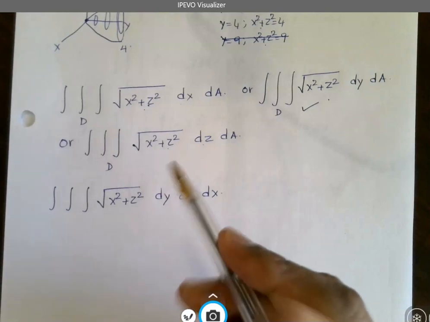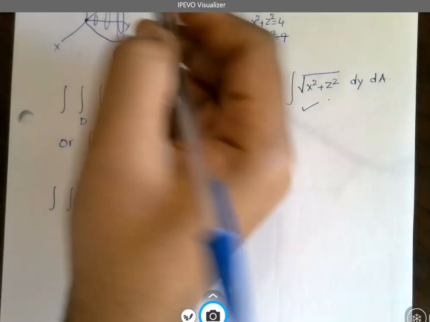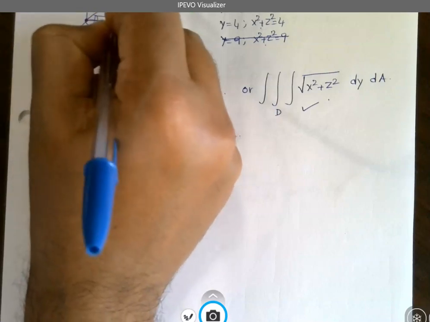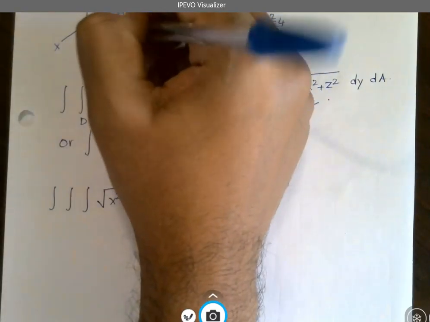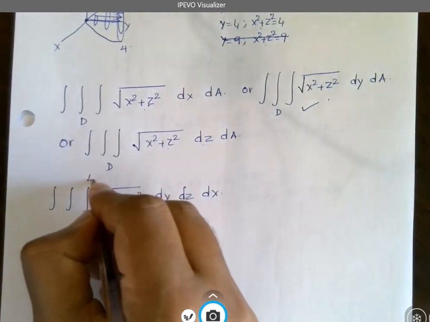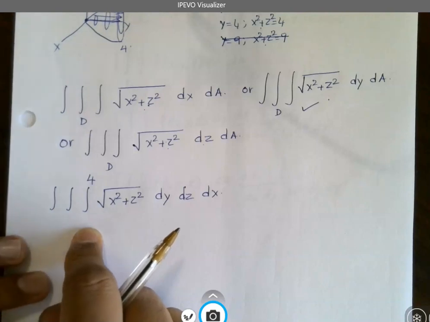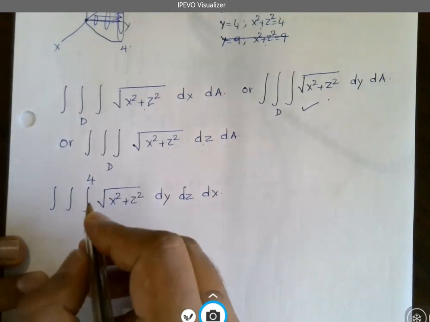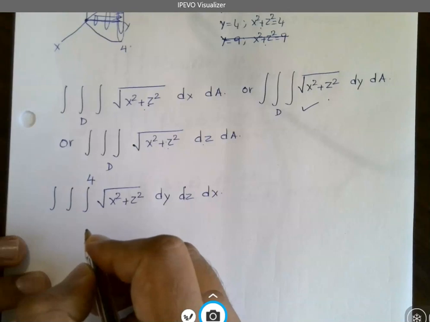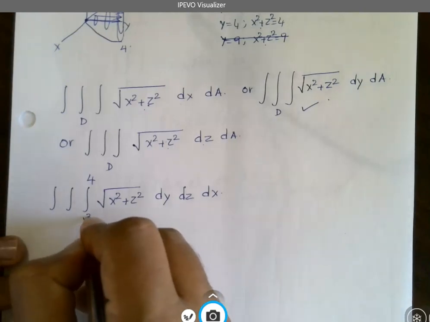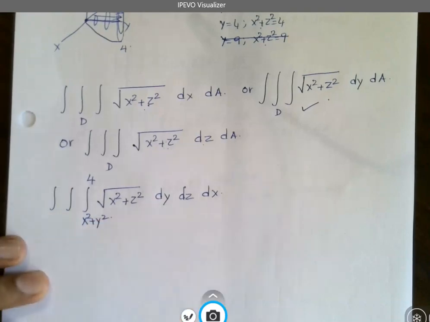If you look at this, my y value is varying this way, right? That's my y, correct? Are you with me in that? So that means it's bounded above by the line y equals 4 and bounded below by the paraboloid. So that's going to be from x squared plus z squared up to 4. That's what I want to say first.